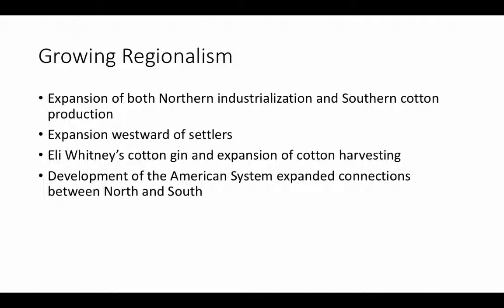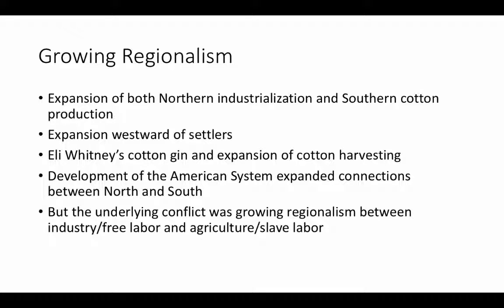The development of the American System expanded connections between the North and the South because it allowed for all of this investment into infrastructure. But the underlying conflict was a growing regionalism between industry, which relied upon free labor, and agriculture, which relied on slave labor.